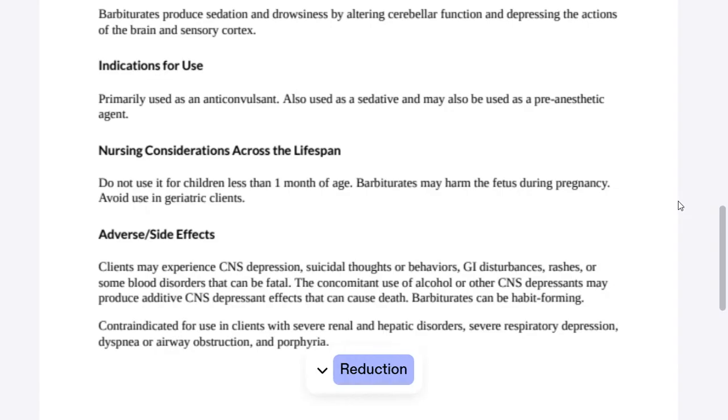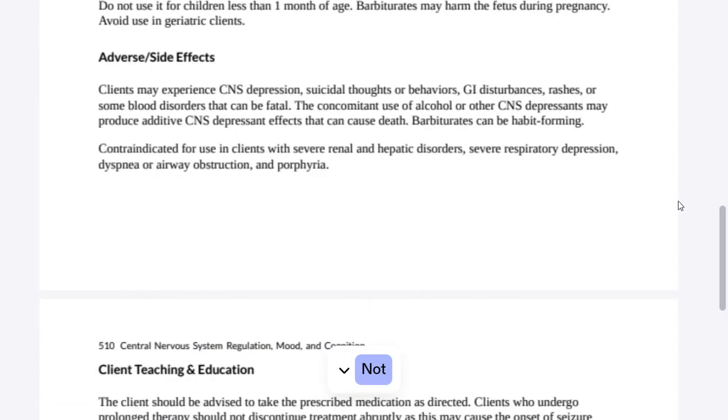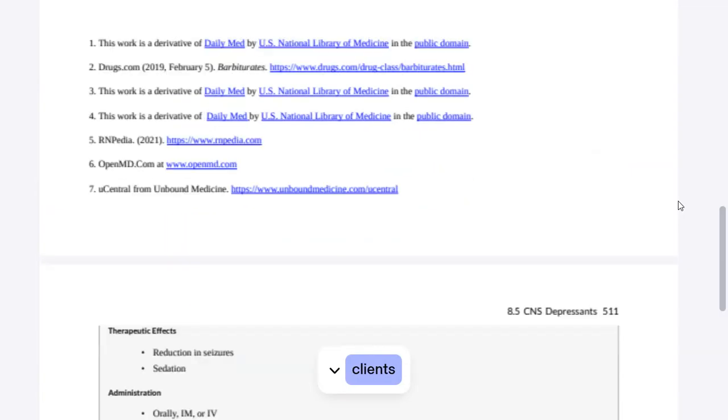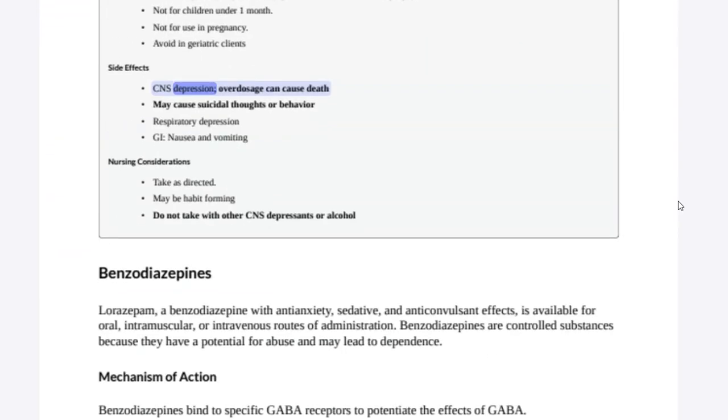Therapeutic effects: reduction in seizures, sedation. Administration: orally, IM, or IV; taper dose, do not stop abruptly. Use when sedation is needed and for seizures. Contraindications: severe renal and hepatic disorders, severe respiratory depression, dyspnea, or airway obstruction, porphyria. Not for children under 1 month. Not for use in pregnancy. Avoid in geriatric clients. Side effects: CNS depression, overdosage can cause death, may cause suicidal thoughts or behavior, respiratory depression, GI, nausea and vomiting. Nursing considerations: take as directed, may be habit forming, do not take with other CNS depressants or alcohol.